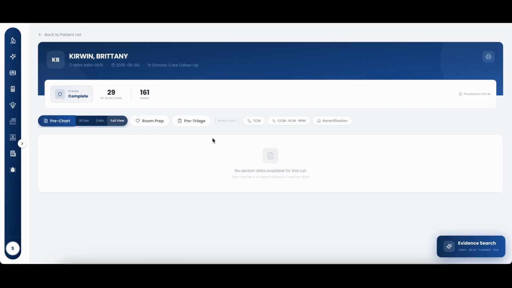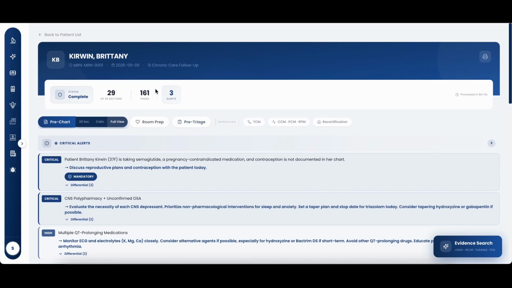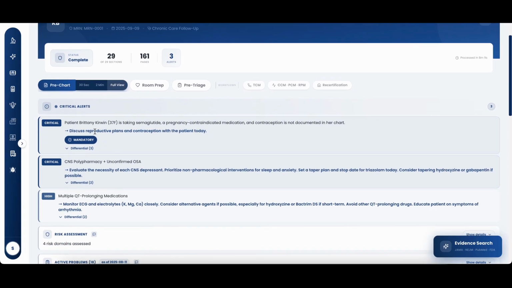Open this patient. The system has already read the full chart. Everything from the chart is organized here. On the left, pre-charting at different levels of depth. On the right, workflow tabs, follow-up, care management, recertification, evidence search. The relevant pieces are already pulled forward. No need to hunt through notes. This is the full clinical picture before the visit.